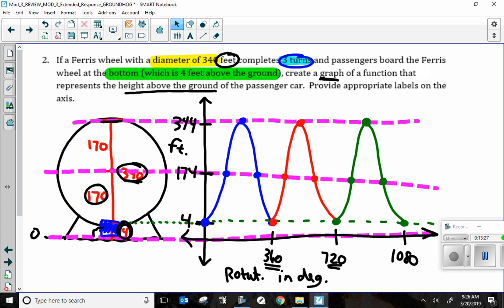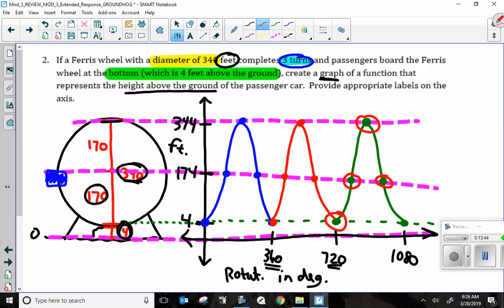Now I go to the green curve, okay? The green curve. I'm down low. Then I go to my midline. Then I go to the top. Then I go to the midline again. Then I go back down. Okay? So we're really just following this pattern as we turn through our rotation.